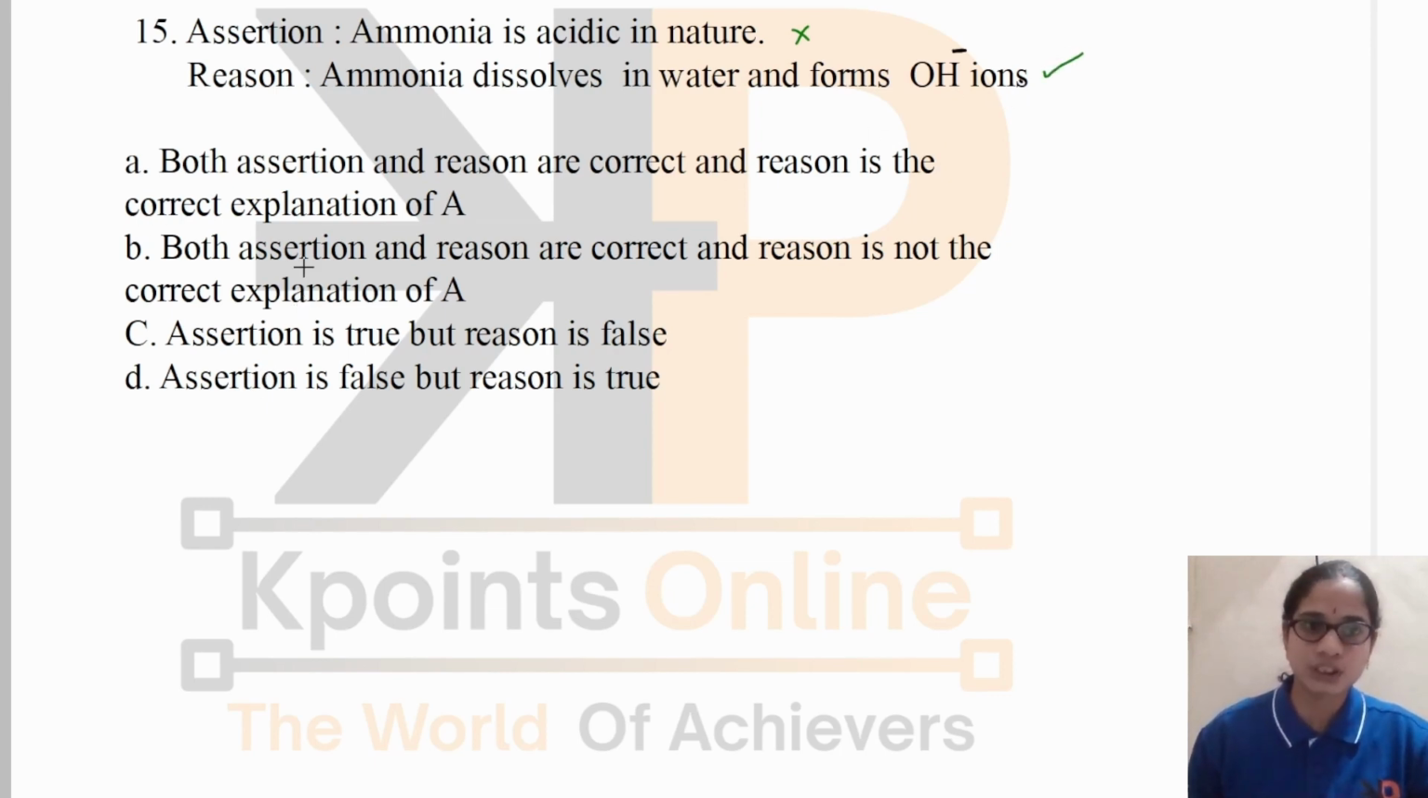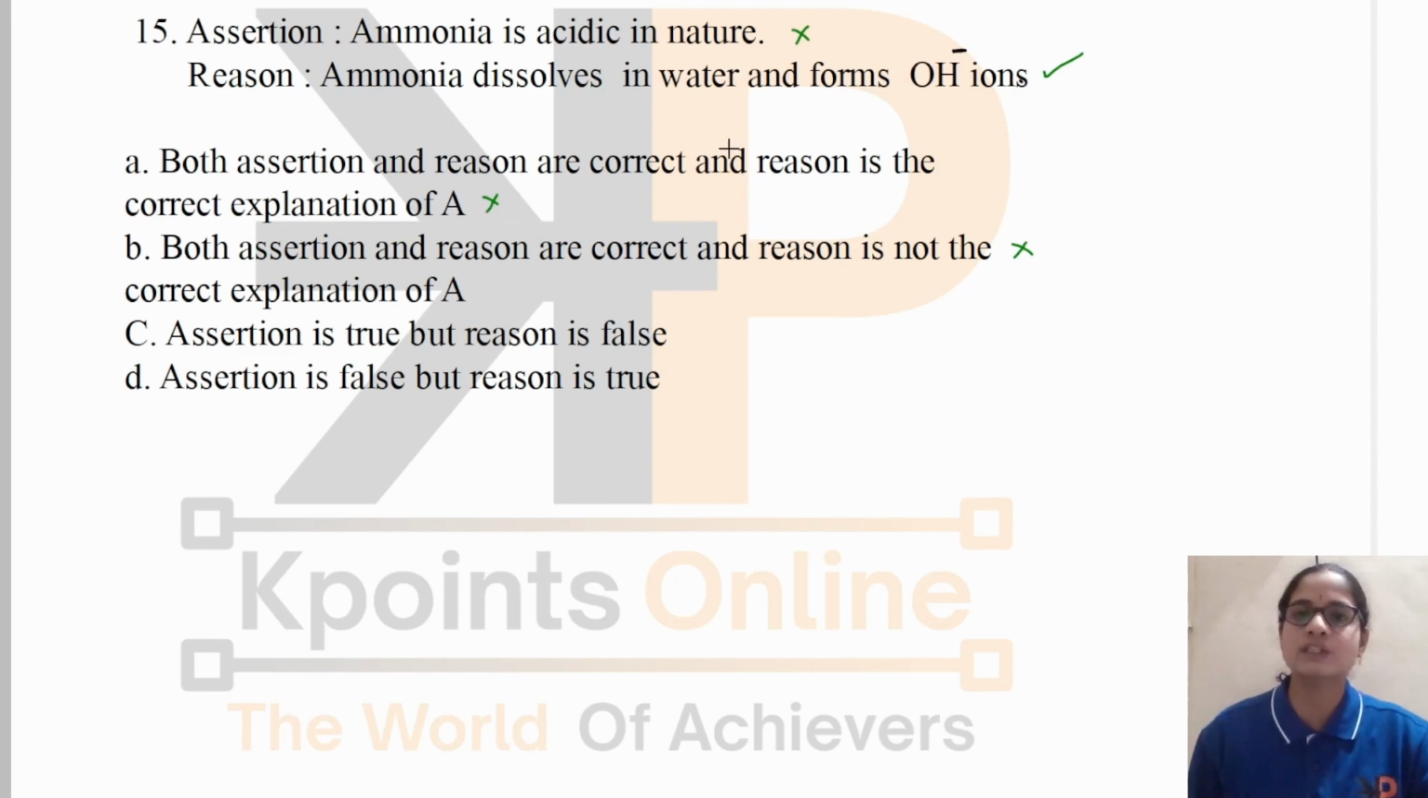So let us see the options now. Both assertion and reason are correct, and reason is the correct explanation of A. No, assertion is wrong. So option A is also wrong. Both assertion and reason are correct. No, assertion A is wrong. So this option will also be wrong. Assertion is true, but reason is false.